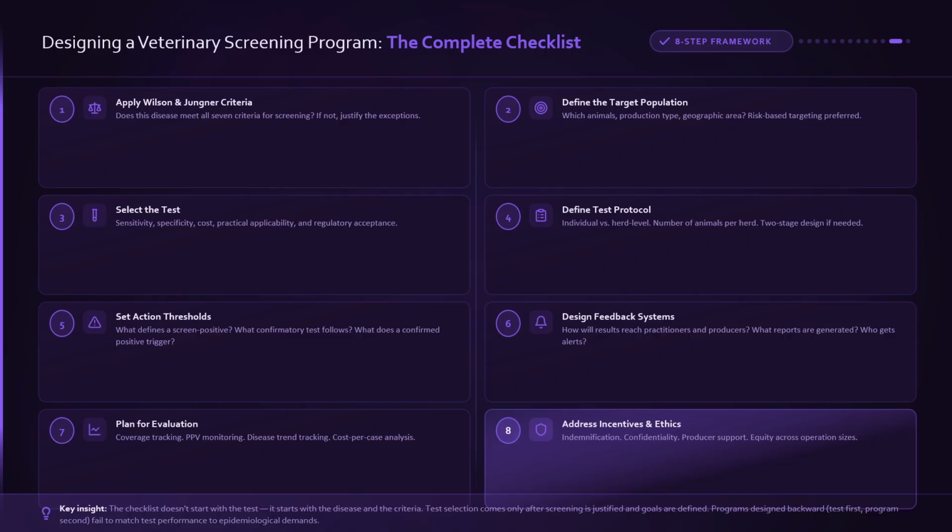Step 6, design the feedback systems. How do results reach practitioners and producers? What reports get generated and who gets the alerts? A result nobody acts on is a wasted test.